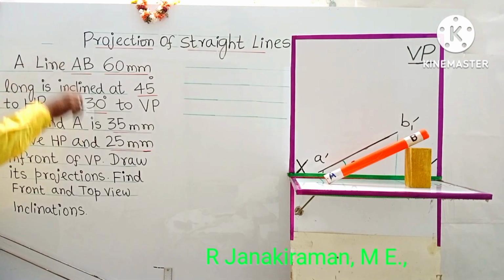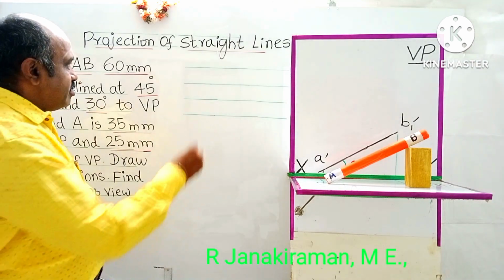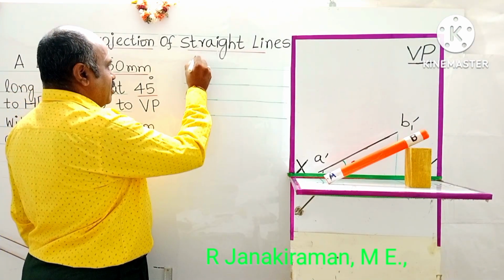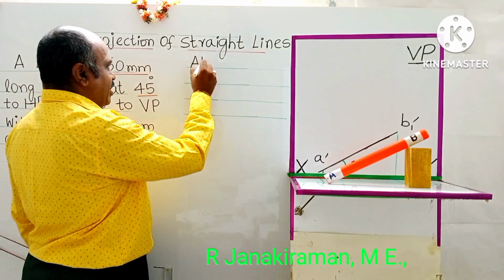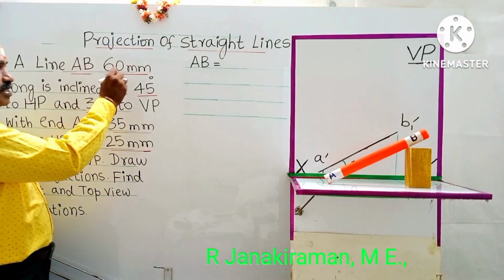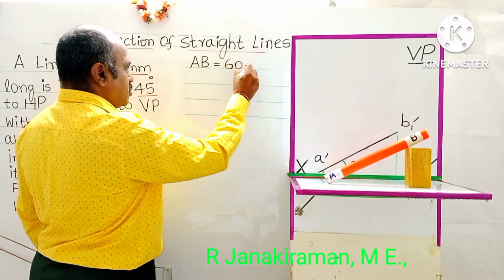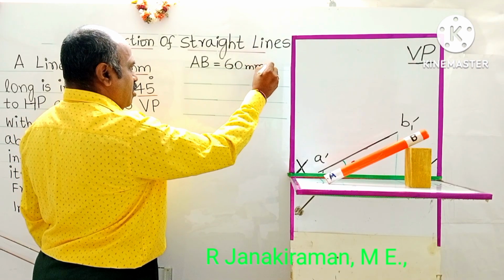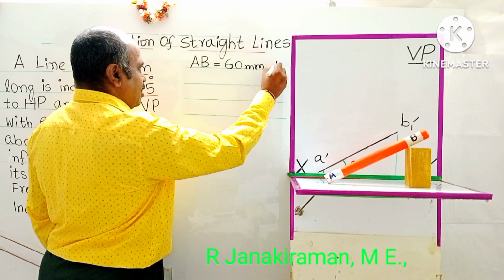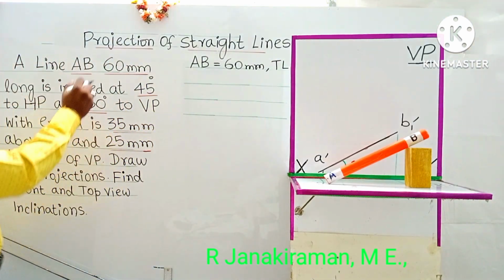Write the data, whatever is given in the question. The name of the line is AB. So in the drawing sheet you can write: AB is the name of the line, length is given as 60 mm, that is 6 centimeters. 60 mm is called the true length, TL. Understand? TL stands for true length, given as 60 mm.